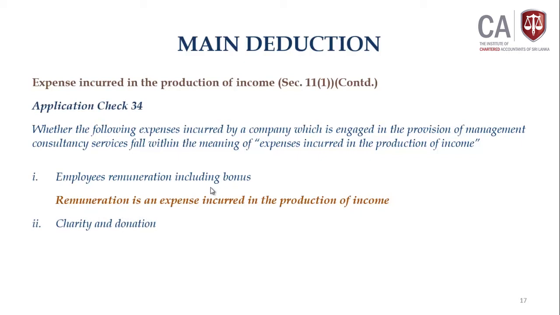Charity and donation, so nothing to do with the business, no. So, a good example, it is not incurred in the production of income, so you can't claim. It is not disallowable because under section 10, nothing is there to say charity and donation are to be disallowed, no. But you can't claim this expense, why? Because there is no permitted deduction under the law.